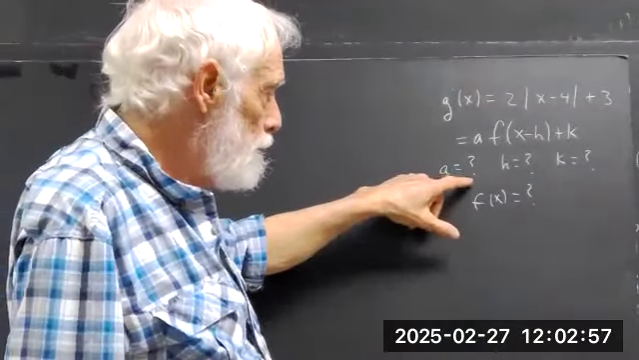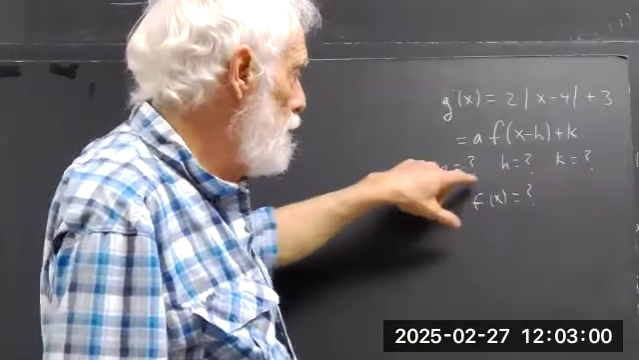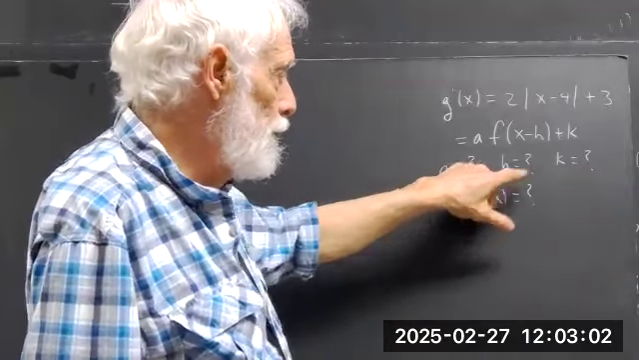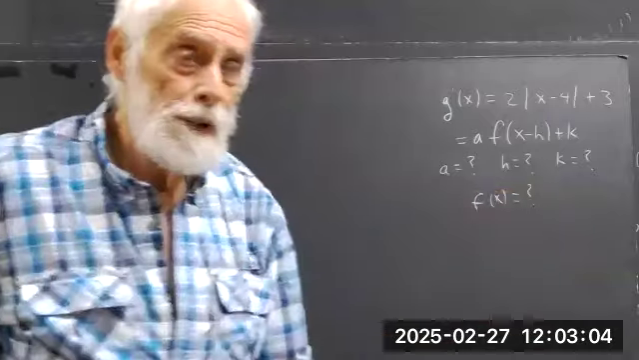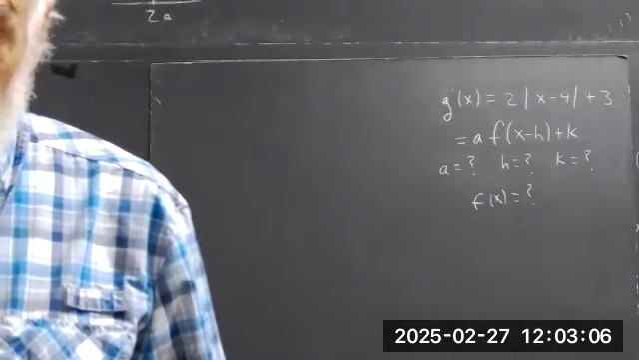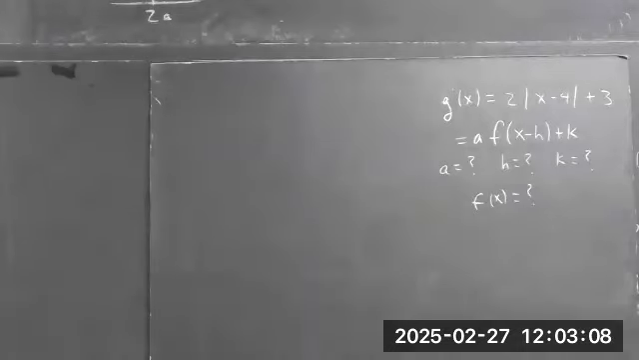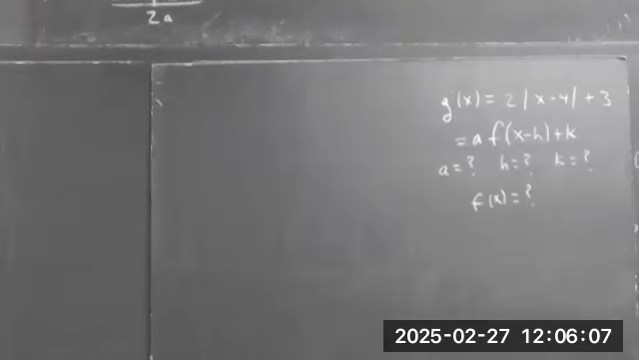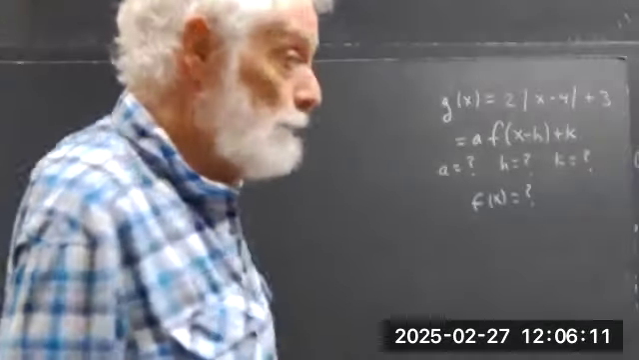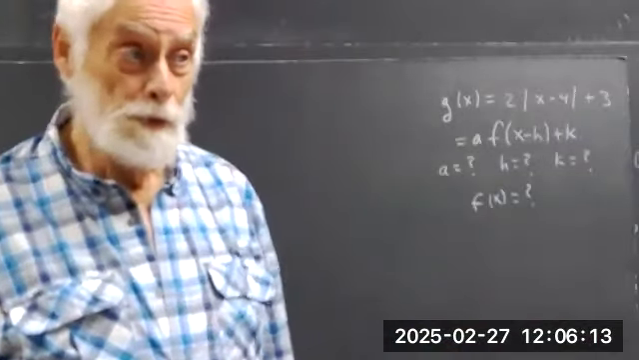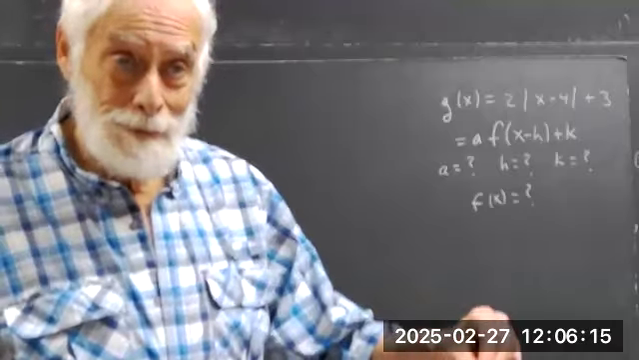Take a minute, at most two, and write down what A is, what H is, what K is, and what the formula for f of x is. Write them prominently, circle them, so I can see quickly. I'll hold the map to clarify this for you.